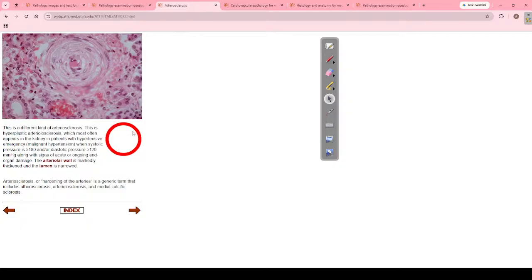Then we go on to teach about different kinds of atherosclerosis. There is hyperplastic atherosclerosis, which is most often in the kidneys and seen in hypertensive emergency, which is malignant hypertension, when systolic pressure is 180 or diastolic pressure is more. The arterial wall is markedly thickened and the lumen is narrow.